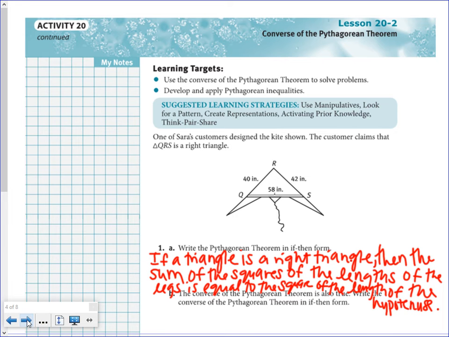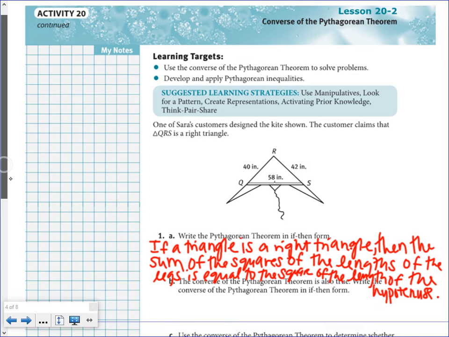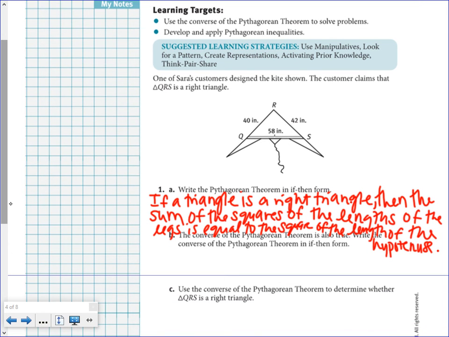So that's your Pythagorean theorem. If you have a right triangle, then a squared plus b squared equals c squared. That's basically what they're saying. Now we want to write the converse. So converse is just where you take your hypothesis and conclusion and you switch them. So if p then q becomes if q then p.